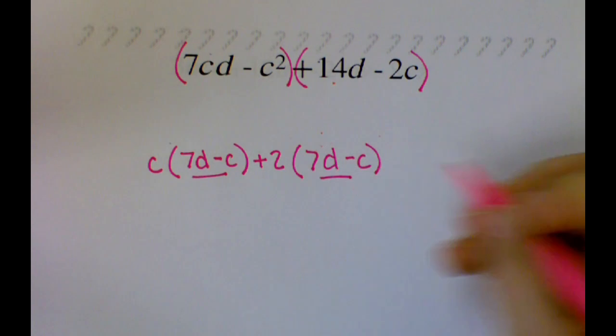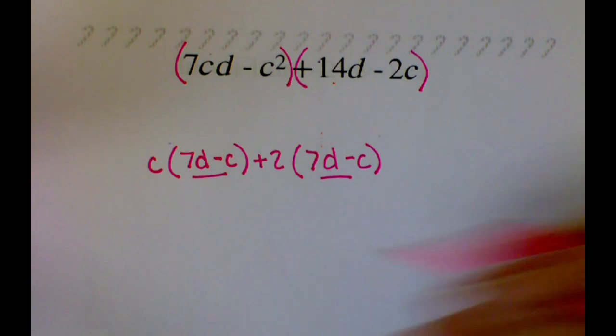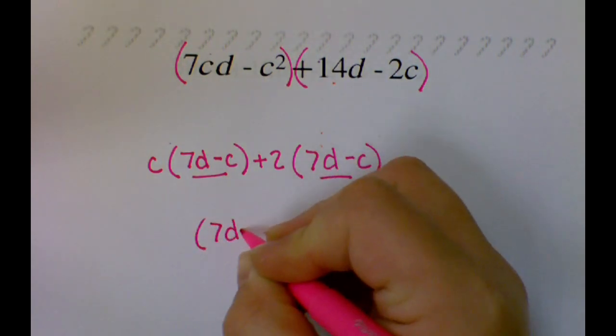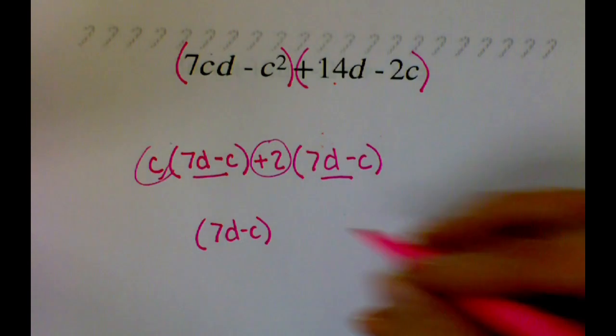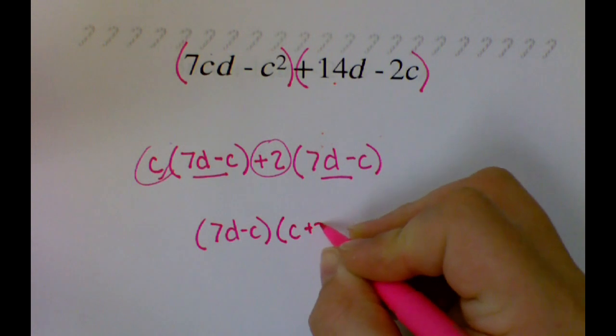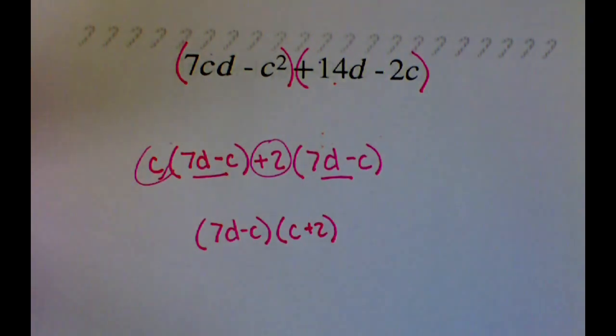Hey, look at that. Those 2 sets of parentheses are the same, which means that is one of my factors. The other factor is those 2 GCFs put together, so c plus 2. And there's my factored answer.